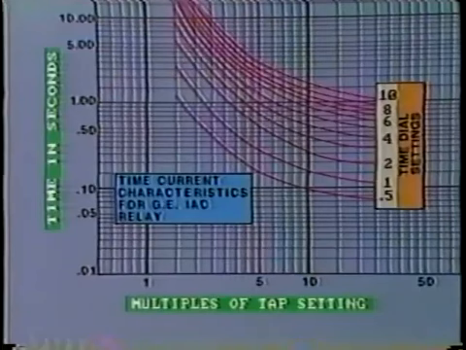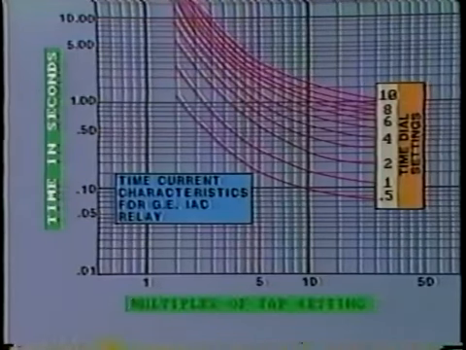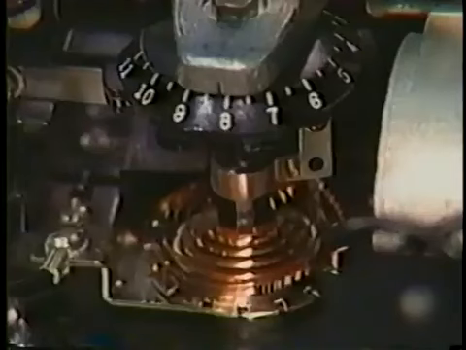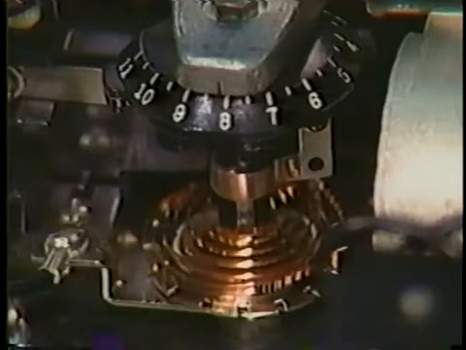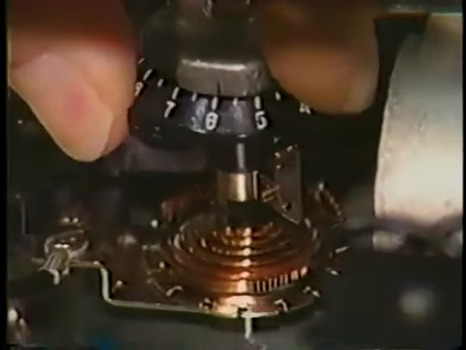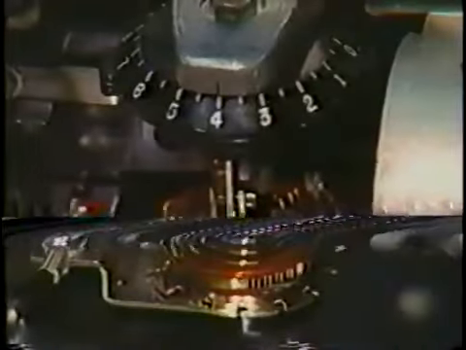This is the well-known inverse time characteristic as shown by this family of curves. The time for contact closure is shown on the vertical axis, plotted for different values of relay operating current. The higher the level of fault current, the quicker the operation of the relay. Moreover, for any particular current value, we can adjust the operating time by adjusting the time dial here.